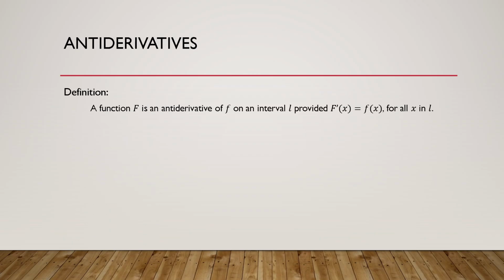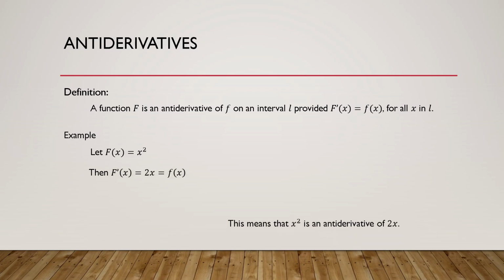In this video, we will be discussing antiderivatives, indefinite integrals, and definite integrals. A function, capital F, is an antiderivative of f on an interval I, provided capital F prime of x is equal to f of x for all x in I. For example, let capital F of x equal x squared. Then capital F prime of x would equal 2x. This means that x squared is an antiderivative of 2x.